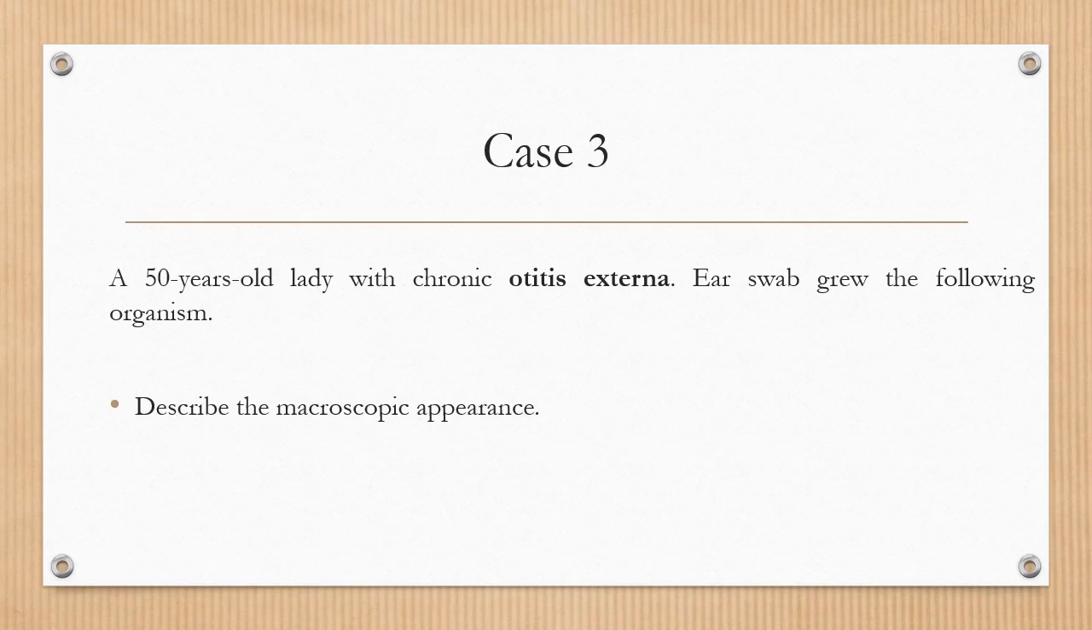Okay, now let's move on to the third case. So this is a 50-year-old lady with chronic otitis externa, which means it's a chronic disease that has been going on for a while. Otitis externa means an infection in the outer ear. An ear swab was collected and it grew the following organism. We want to describe it microscopically.